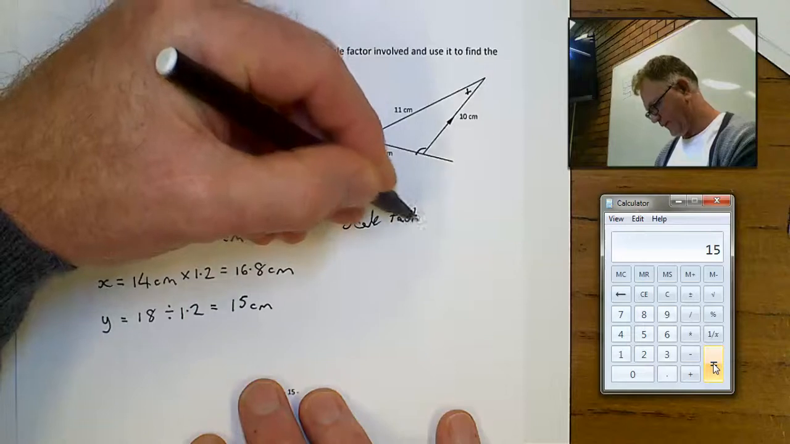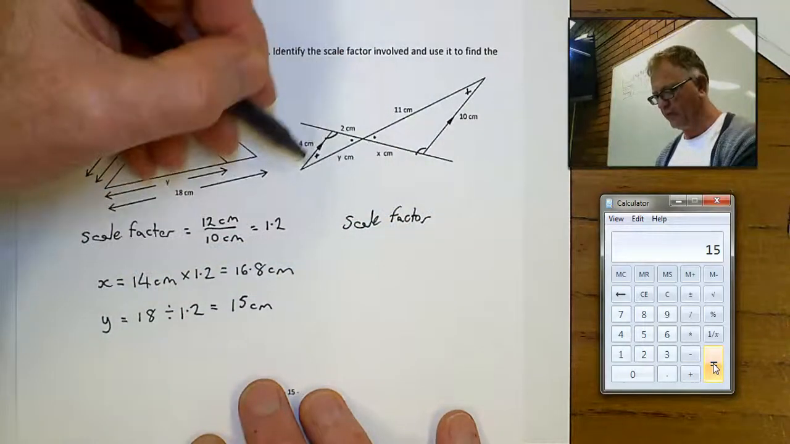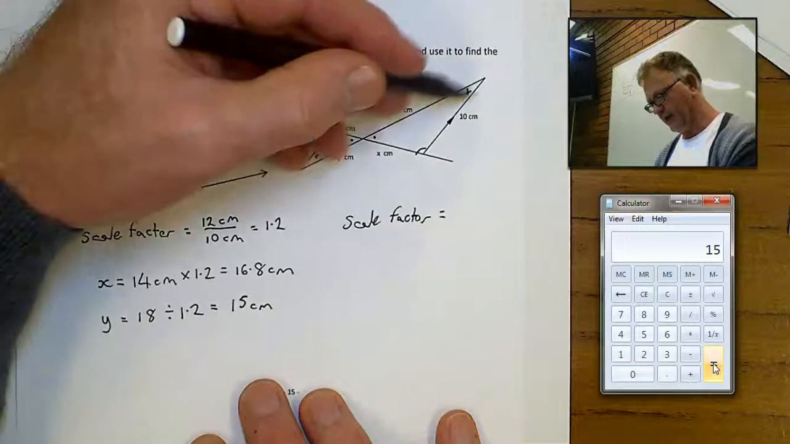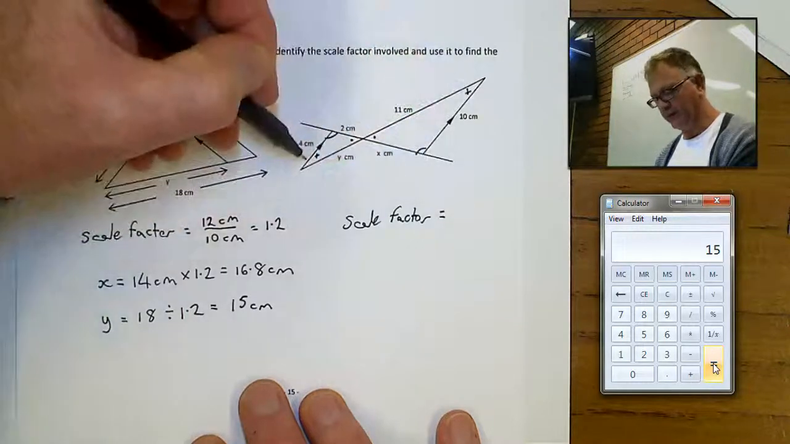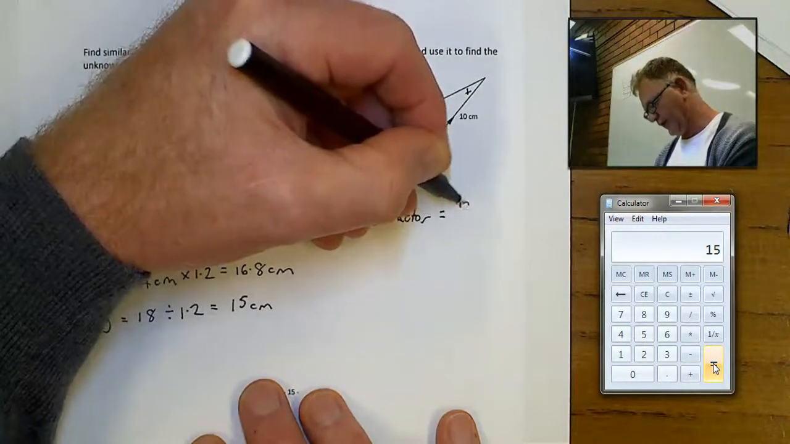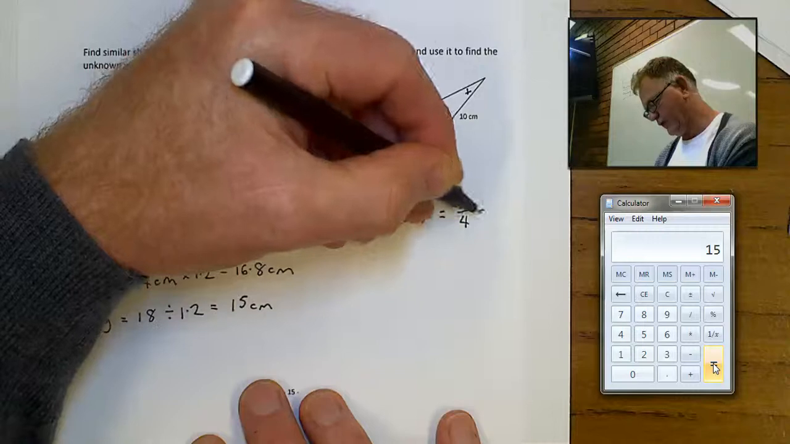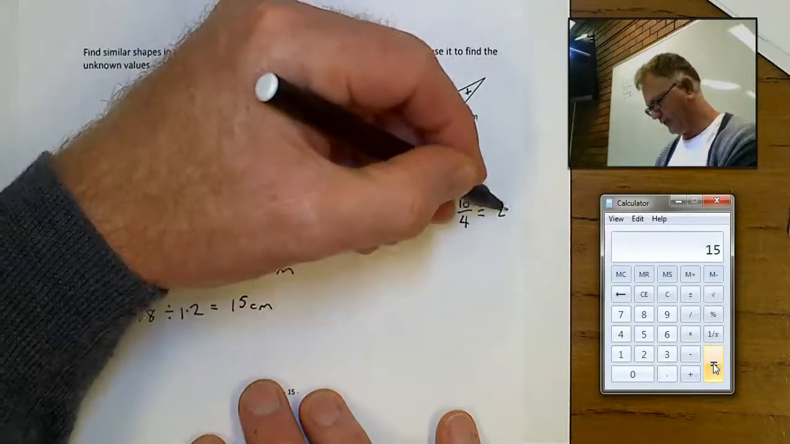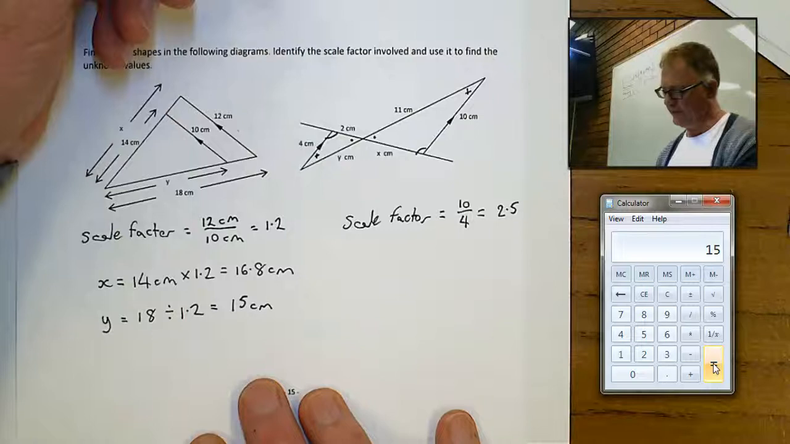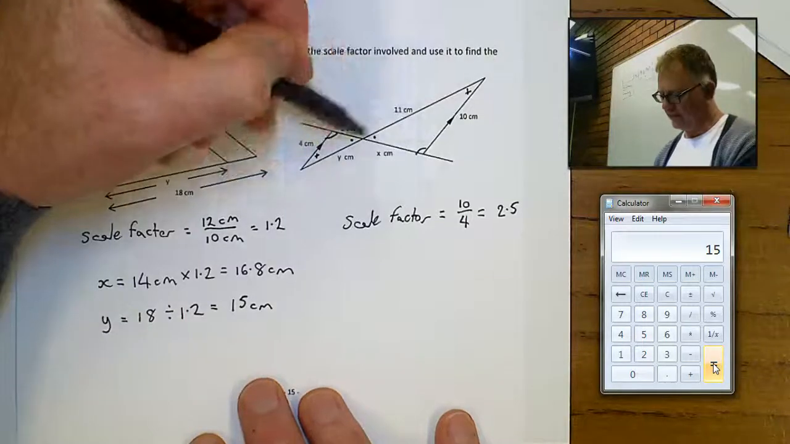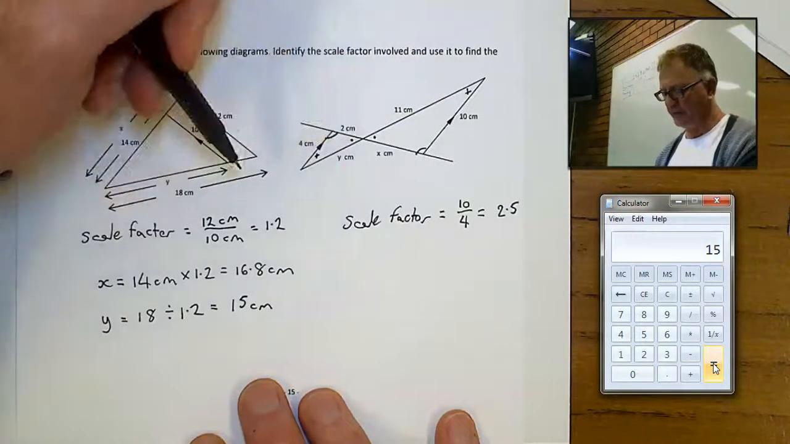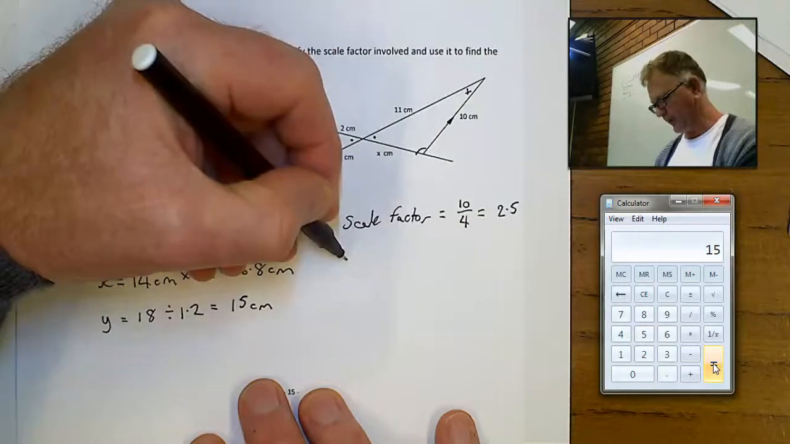Work out the scale factor going from the small to the big, and in doing that we'll put the image size over the original size. So it's 10 over 4, and 10 divided by 4 equals 2.5. In other words, everything on this larger triangle is 2.5 times the size it was on the smaller triangle. That'll help us work out x.